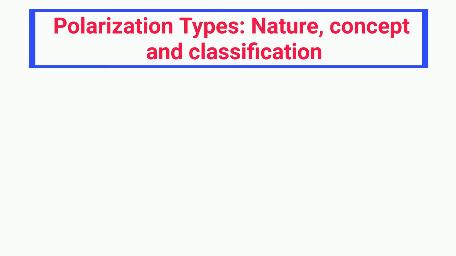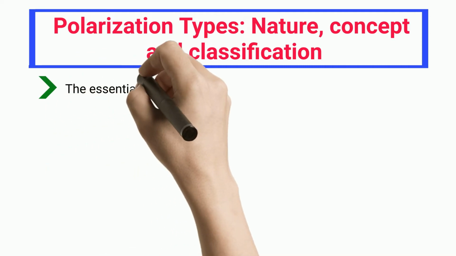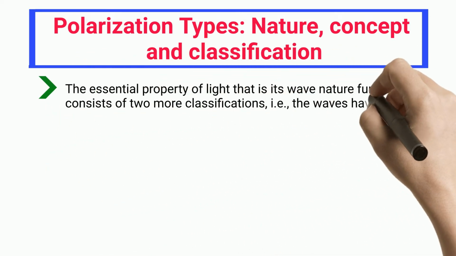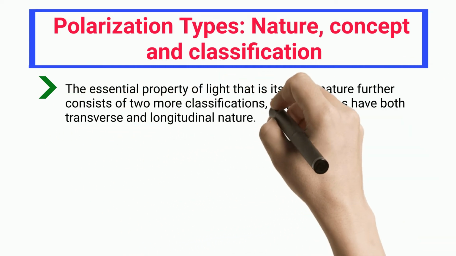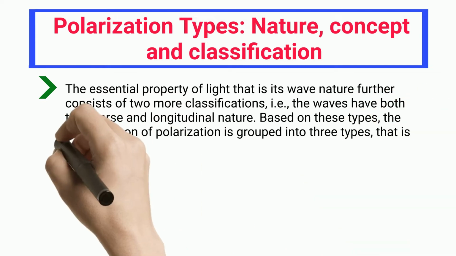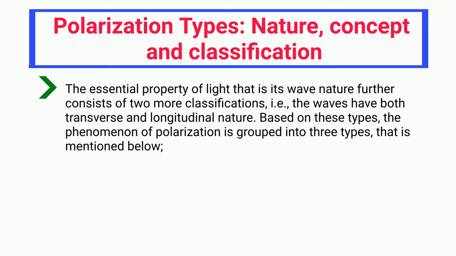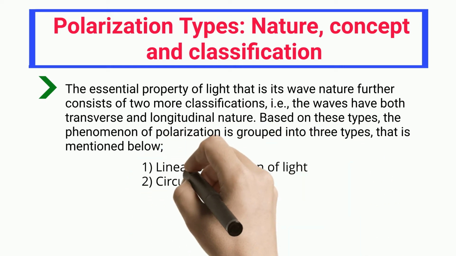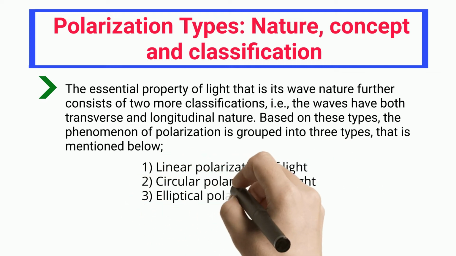Polarization types, nature, concept and classification. The essential property of light, that is its wave nature, further consists of two more classifications, i.e., the waves have both transverse and longitudinal nature. Based on these types, the phenomenon of polarization is grouped into three types, mentioned below: linear polarization of light, circular polarization of light, elliptical polarization of light.